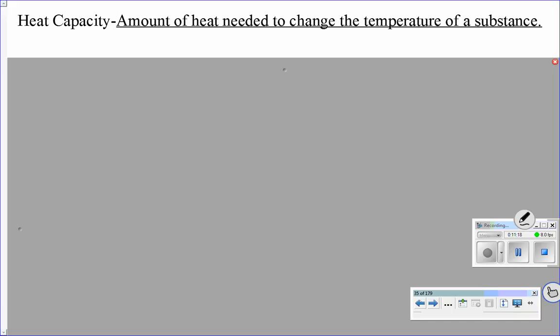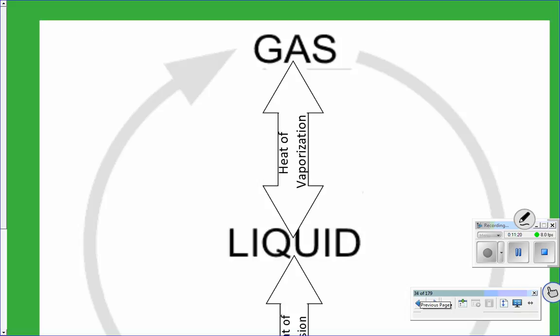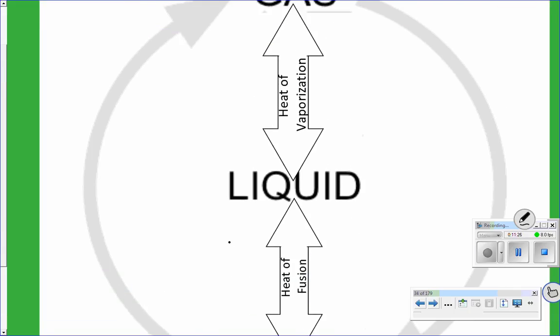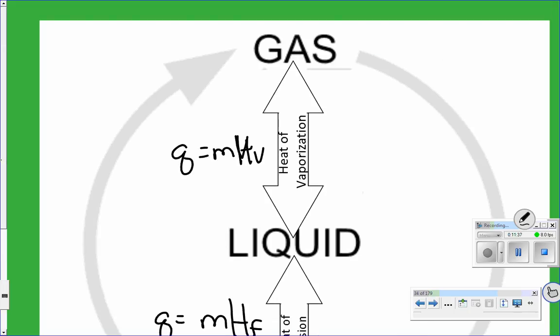And that is where we're actually going to stop for the day. I just kind of like this graphic that shows that transition whenever you're going from a solid to a liquid. That's when you would use your Hf calculations. So this is Q equals mHf, and this is Q equals mHv to go between a liquid and a gas.